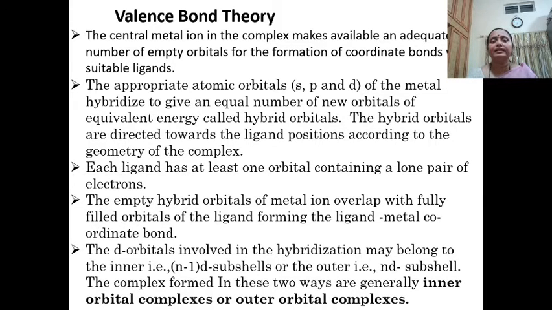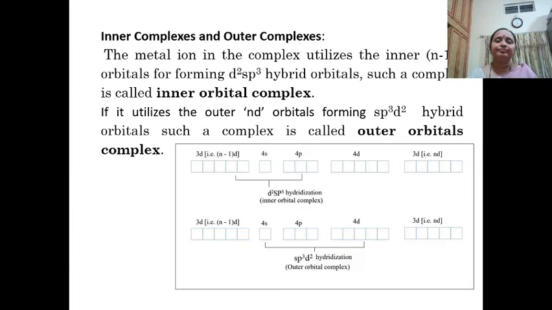Each ligand has at least one orbital containing a lone pair of electrons. The empty hybrid orbitals of the metal will overlap with the fully filled orbitals of the ligand to form a ligand-metal coordinate bond. If the metal is going to use its inner orbitals, that is (n-1)d orbitals, it will be called an inner complex, and if it is going to use the nd orbitals, it will be called an outer complex.